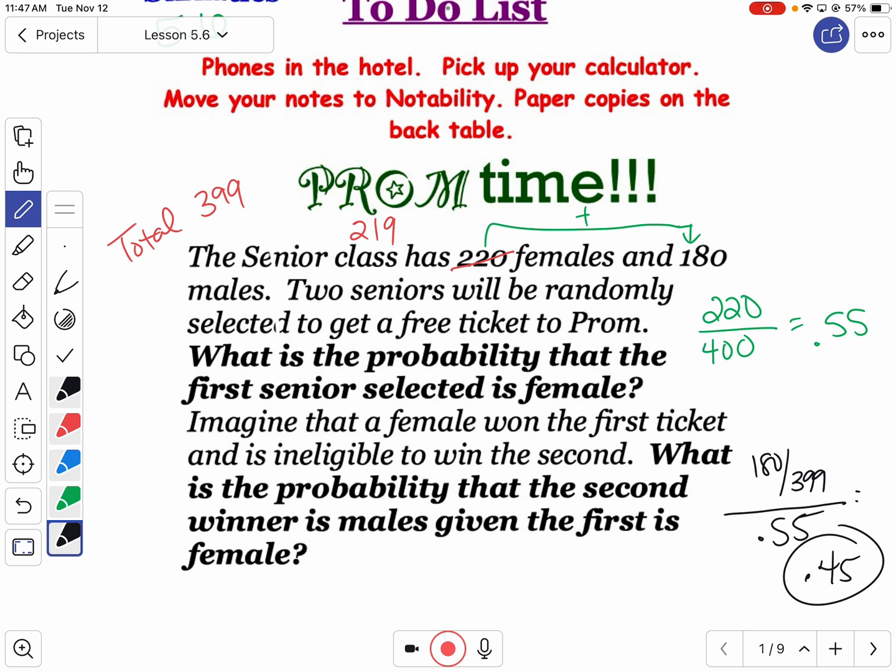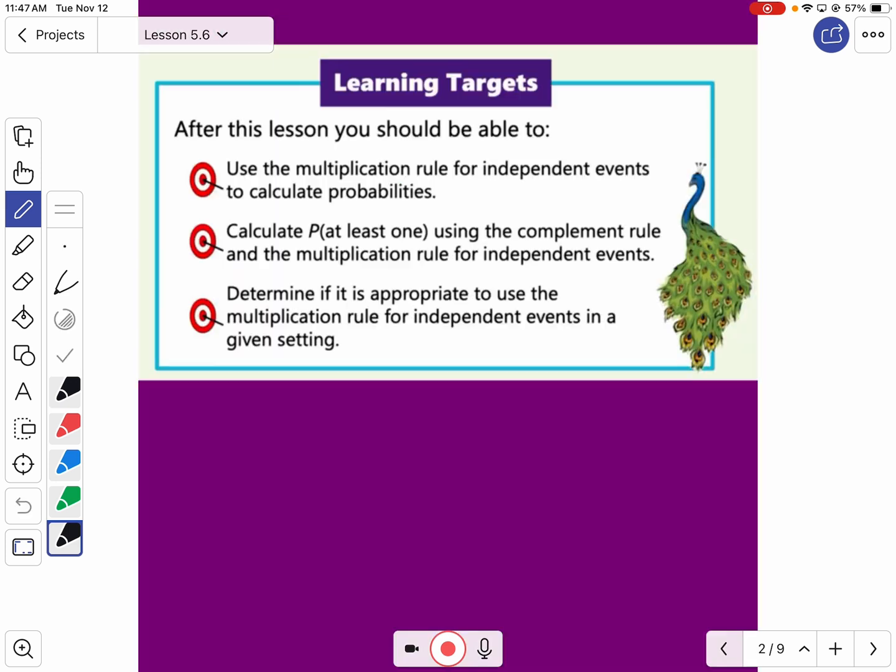So what we're going to talk about today is using what's called the multiplication rule. We've been doing that already for things that are independent, things that stand alone and don't depend on each other. We're going to talk about the probability of finding at least one, and that's a new kind of rule. It's kind of a combination of the complement rule, where we subtract from 1, and the multiplication rule. I'll show you that. And then we'll talk about when it's appropriate to use the multiplication rule, so knowing when I need to multiply versus when I add.